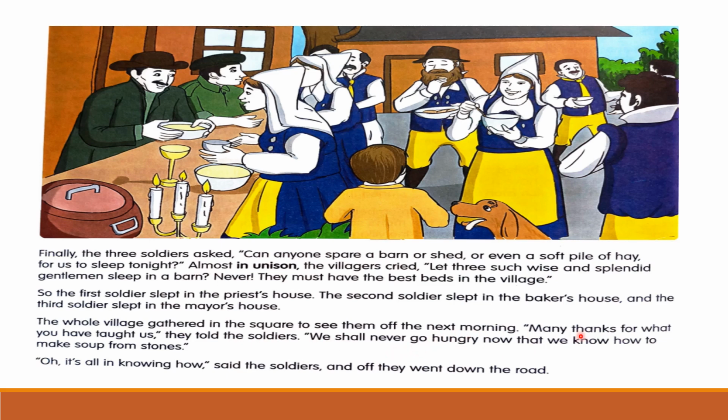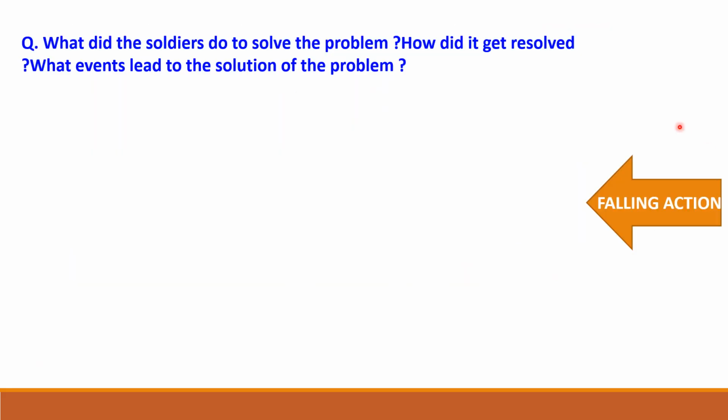So, how was the story? It's really a very interesting story. Okay, I hope you have understood the story. Now, since we are going to learn about falling action, let's understand what this falling action is all about. What did the soldiers do to solve the problem? How did it get resolved? What events lead to the solution of the problem?